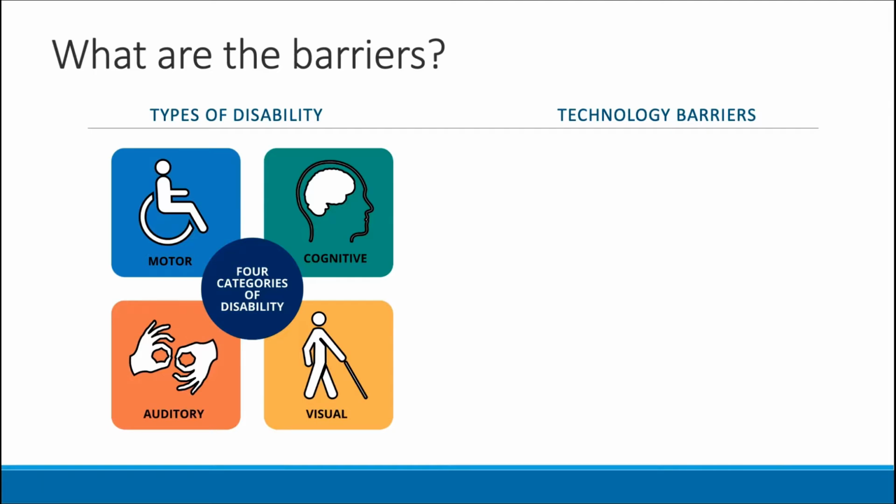And then visual, and this is probably the biggest category that we're going to focus on today, because the web and digital spaces are, in many ways, a very visually focused medium. And this includes not only things like complete blindness, but also things like low vision or color blindness as well.